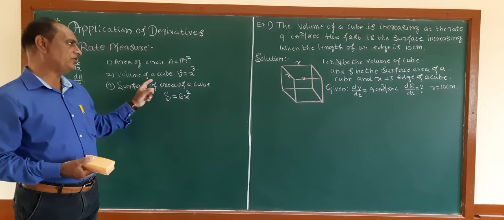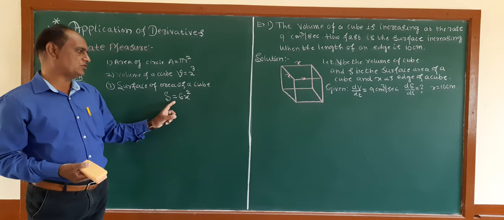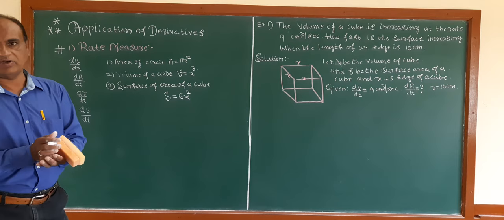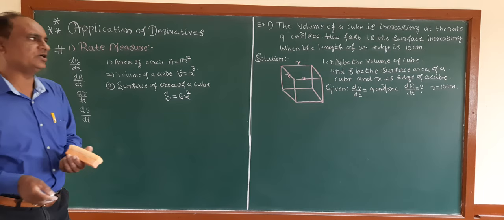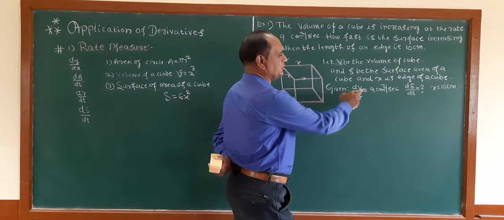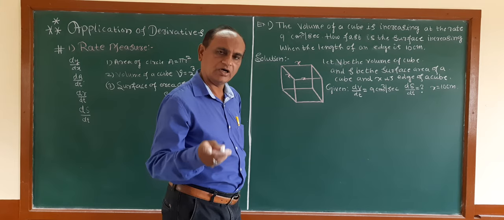Which formula should be applied? The formulas we wrote for a cube: the volume of a cube, V equals x raised to 3, and the surface area of a cube, S equals 6x squared. Of these two formulas, guess which should be used first and which next. First, the given thing is volume: dV by dt equals 9 cm cube per second, so first use the volume formula.